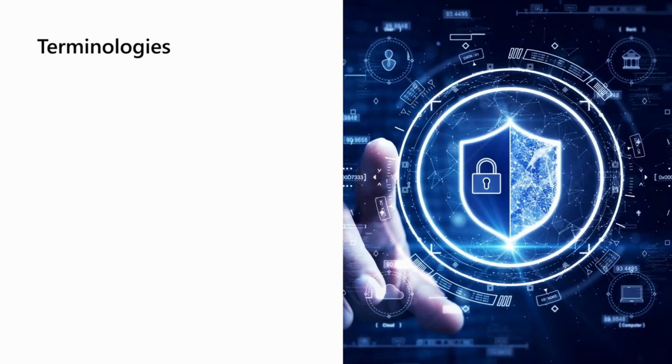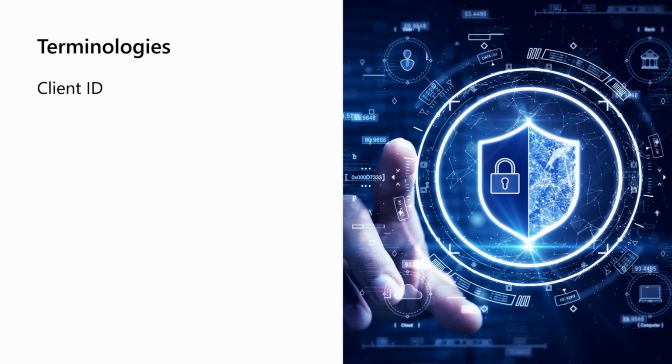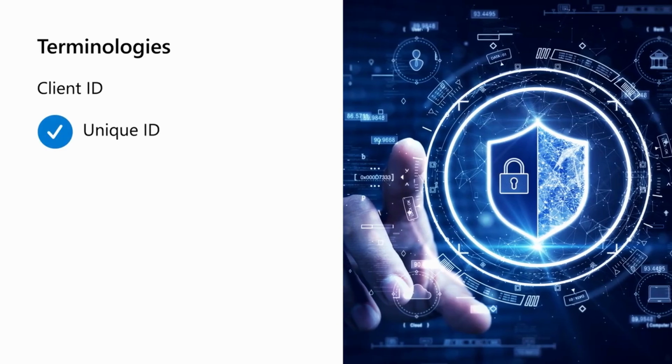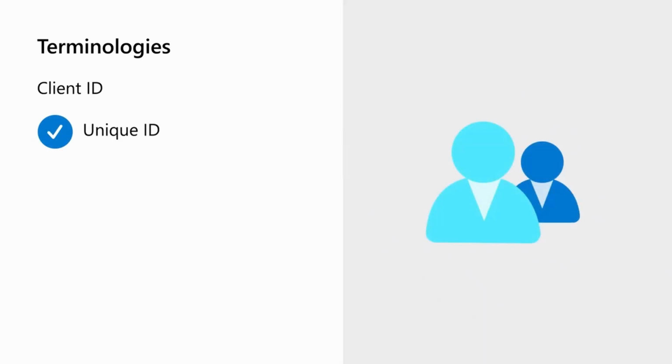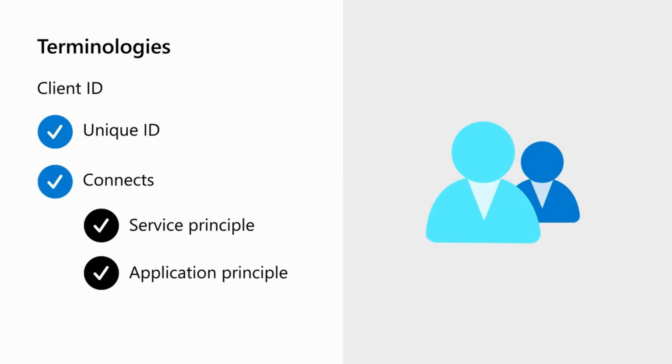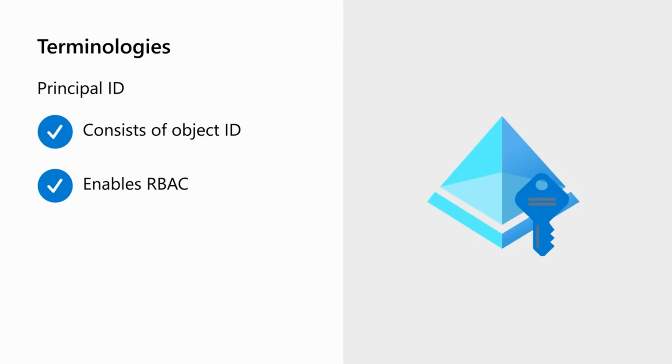There are a few common terminologies for managed identity. The first term is Client ID. It is a unique ID created by Azure AD. During the initial provisioning, you can connect to service and application principals. The second term is Principal ID. It connects to the object ID of the Managed Identity Service Principal object. You can use it to enable role-based access, also called RBAC, to an Azure resource.